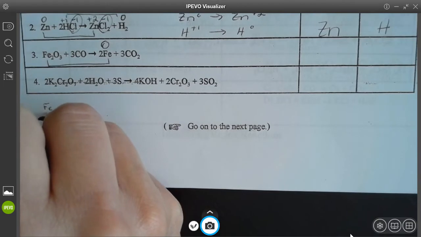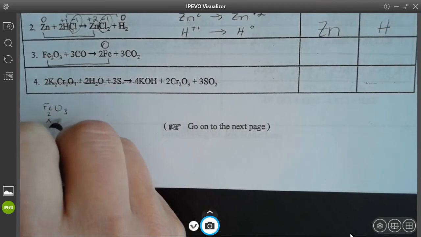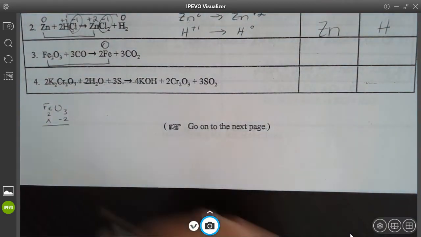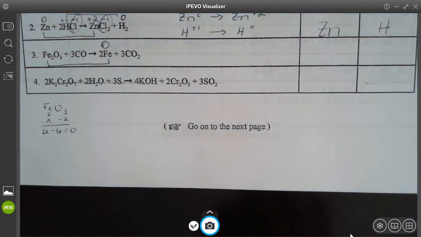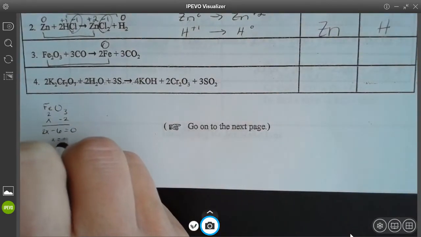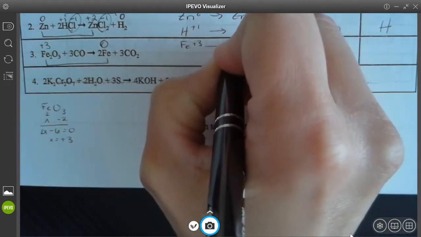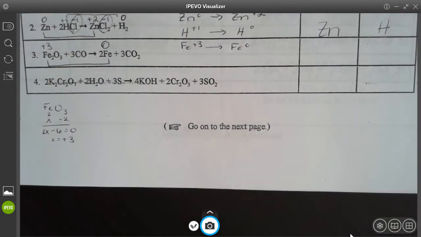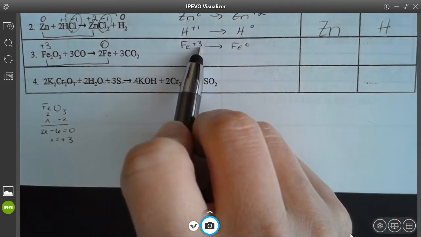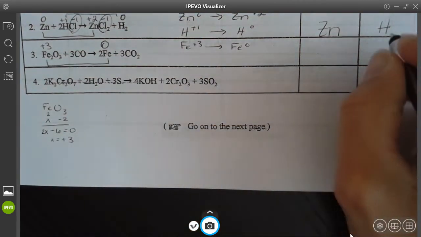So as we know, we don't know what our iron is. Our oxygen is going to be a -2. This is from yesterday: 2x minus 6 equals 0. X will be a +3. Okay. So Fe goes from a +3 to a 0. If we are going from a +3 to a 0, we are going to be reduced.